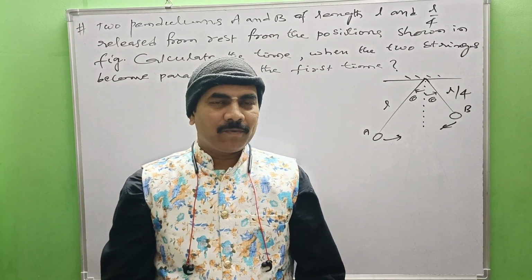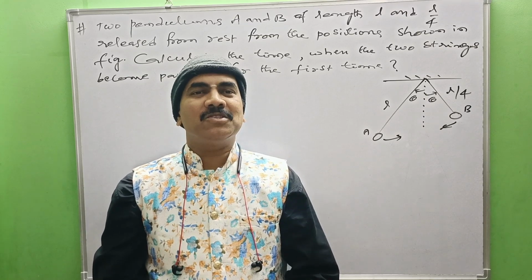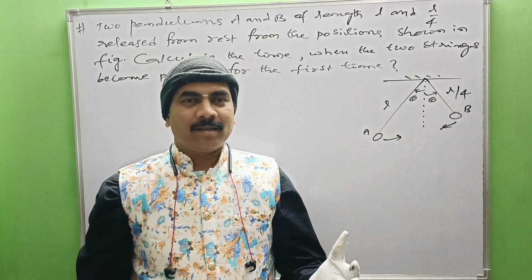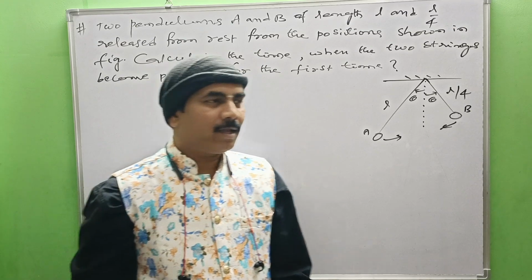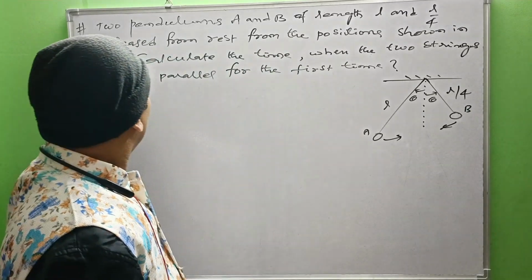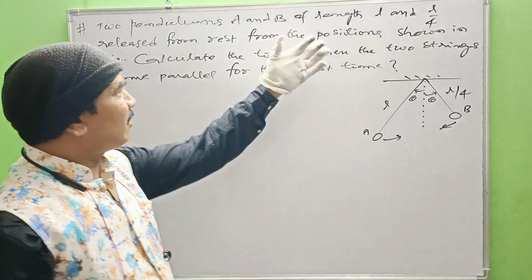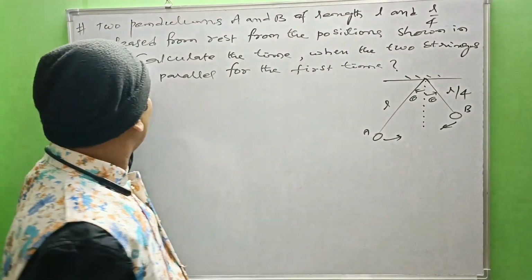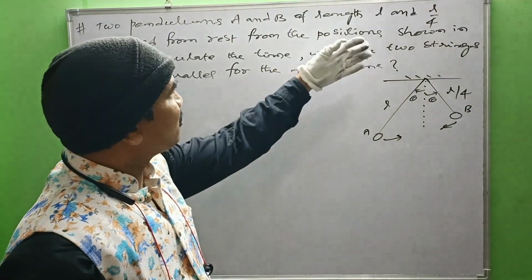So in this video, we are going to discuss two advanced numericals based on oscillations of simple pendulum. Okay, here first sum. Two pendulums A and B of length L and L by 4 released from rest from the positions shown in the figure.